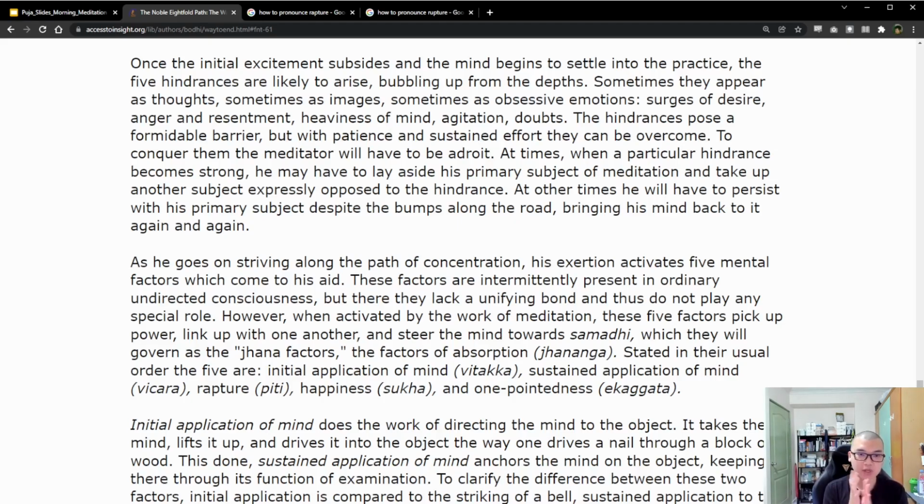At times, when a particular hindrance becomes strong, he may have to lay aside his primary subject of meditation and take up another subject, especially as opposed to the hindrance. At other times, he will have to persist with his primary subject despite the bumps along the road, bringing his mind back to it again and again.